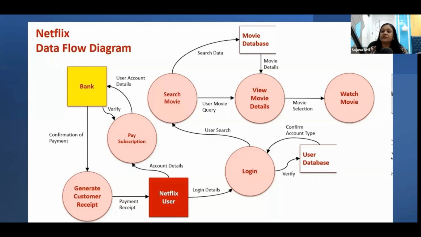After which, once the user sees the movie details, let's say he likes it, he wants to go ahead and view it. He clicks on that particular movie. That means movie selected, which triggers another process called watch movie. And the flow ends. The end result the user wanted to achieve was to watch a particular movie of his choice. So this is a data flow diagram for Netflix.